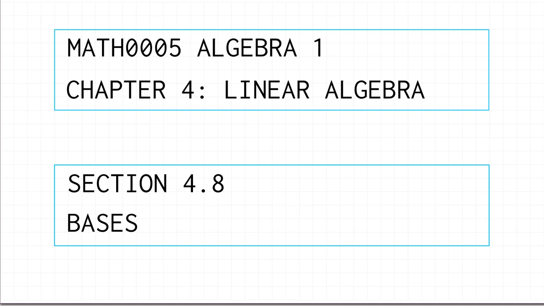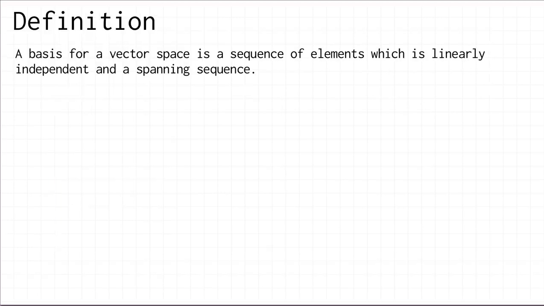Sequences which have both of those properties at the same time are particularly interesting and useful to us, and they have a special name, which is a basis. So here's the definition of a basis of a vector space. A basis is a sequence of elements which is linearly independent and a spanning sequence at the same time. So let's jump straight in with an example of this, and then I'm going to highlight an important property of the definition once we've done that.